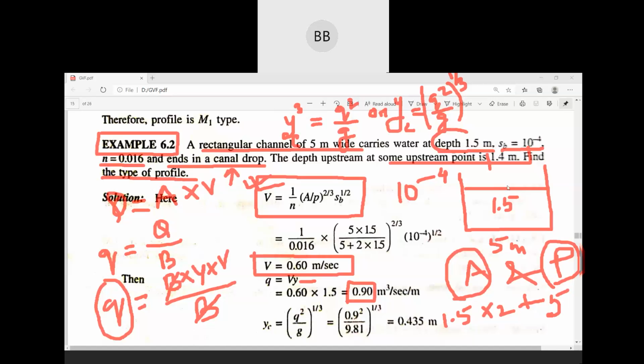What did you get for the YC value? Yes, it's correct. Okay, 0.435. So after that, you need to find out the FR value. That is your Froude number.